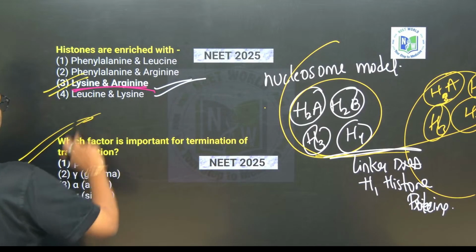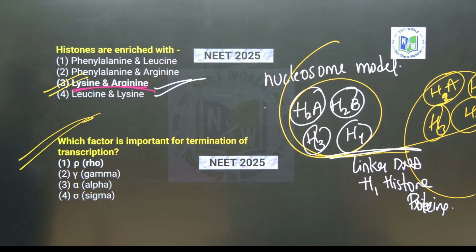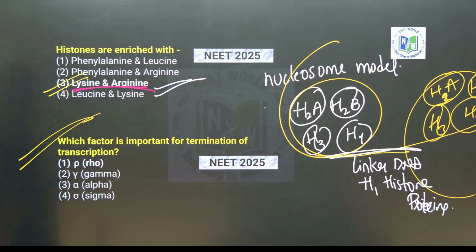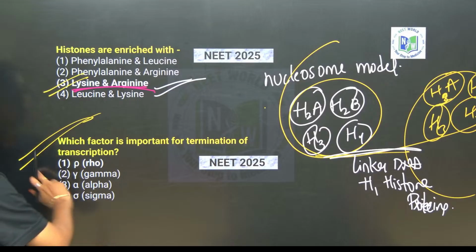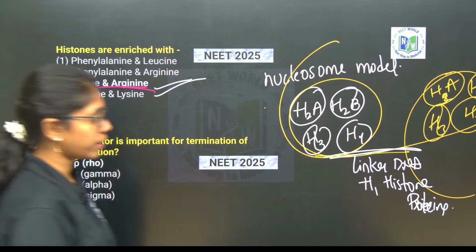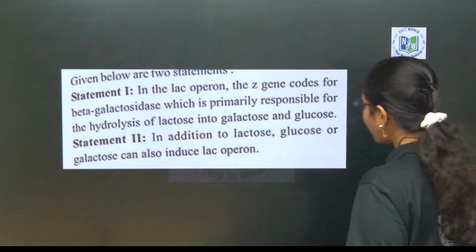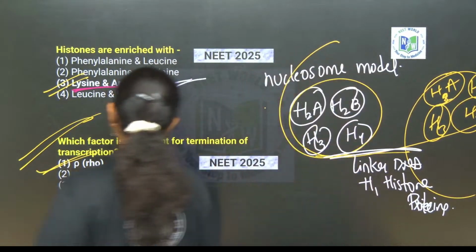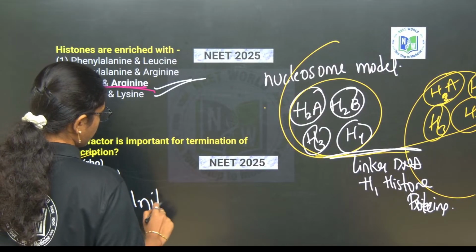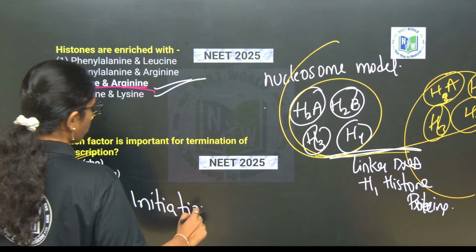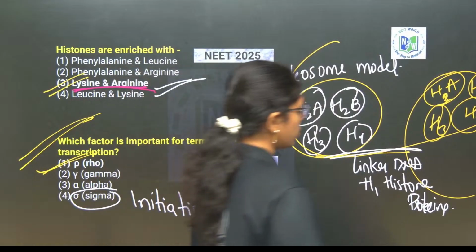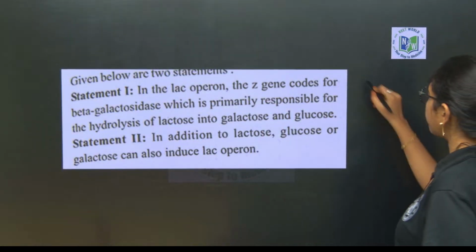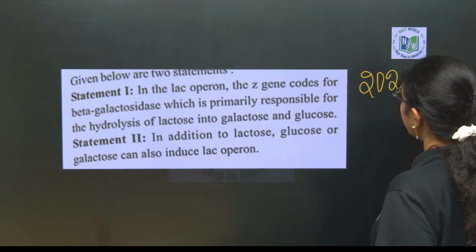This question you look into: which factor is important for termination of transcription? For the termination step of transcription, rho factor is important. Sigma factor is for initiation of transcription. Rho factor is for termination. Here you see, this question has appeared in the year NEET 2024.